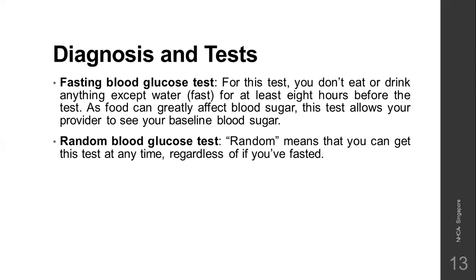Then you have the random blood glucose level. Randomly, any time of the day, the blood glucose level is taken. And if it is between 70 to 99 mg per deciliter, you are considered to be normal. Most of the time, it will be around 125 as well. That is also normal.